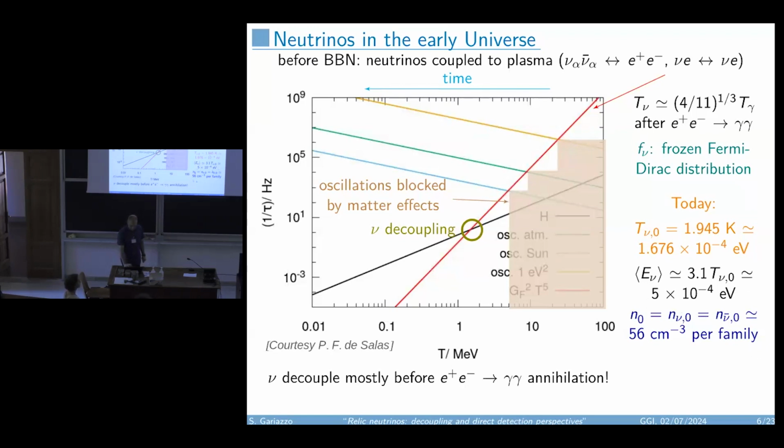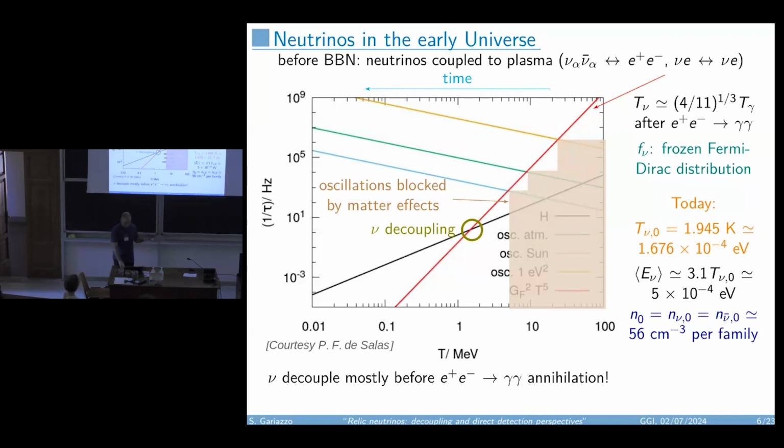The number density of relic neutrinos today is 56 per centimeter cube per family. So that means that we have approximately 300 neutrinos and antineutrinos per centimeter cube, which is the second most abundant particle in the universe after the CMB photons.